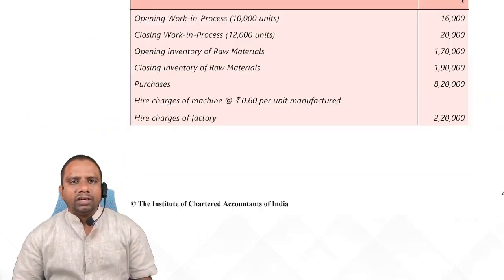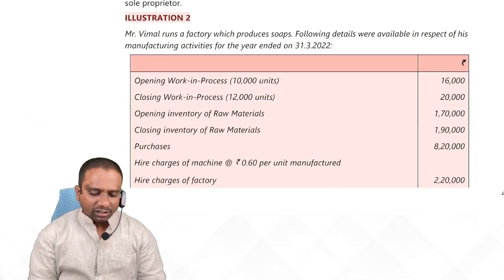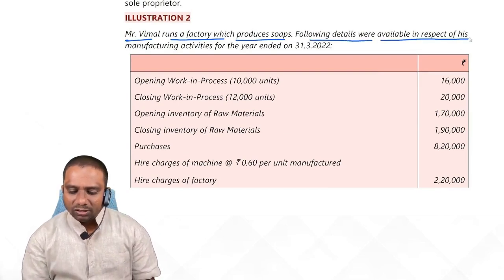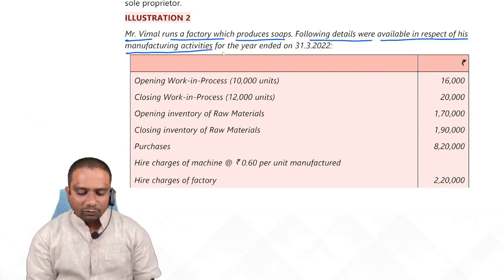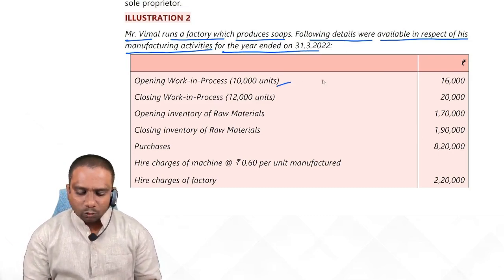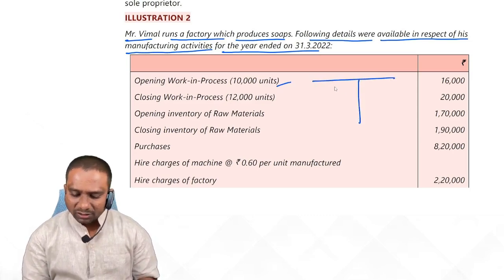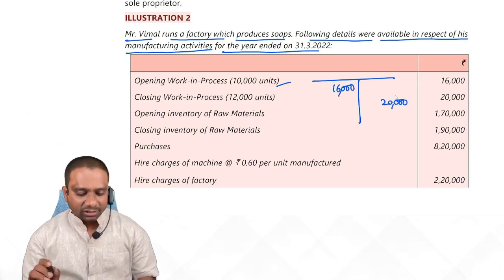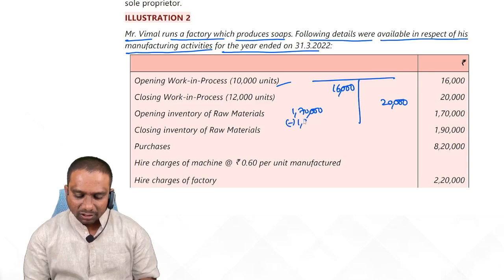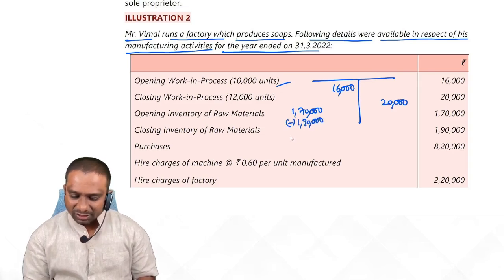Next one. Here you can observe manufacturing account. Look at next illustration 2. Mr. Vimal runs a factory which produces soaps. Following details were available in respect of his manufacturing activities for the year ended 31st March 2022. First, they are giving opening work in progress 16,000, closing work in progress 20,000 credit. Yes or no? Next, opening inventory of raw material 1 lakh 70, closing inventory of raw material 1 lakh 90, purchases 8 lakh 20, less. What do you get?